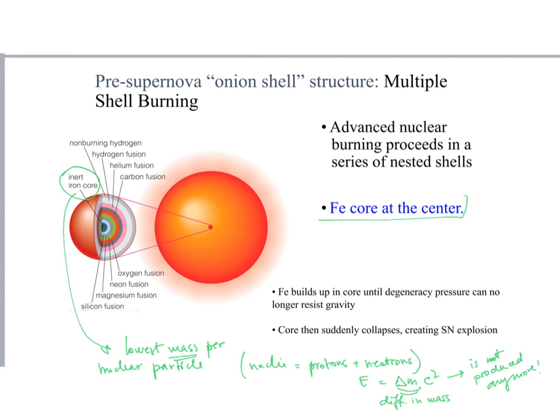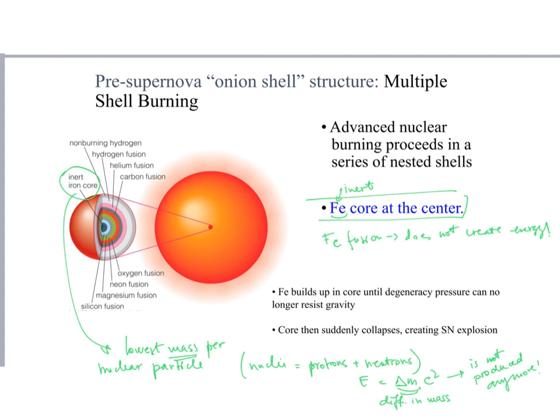So we end up with an inert iron core at the center because the burning cannot proceed, right? So iron fusion does not create energy. It actually needs energy in order to produce something of heavier and heavier elements.